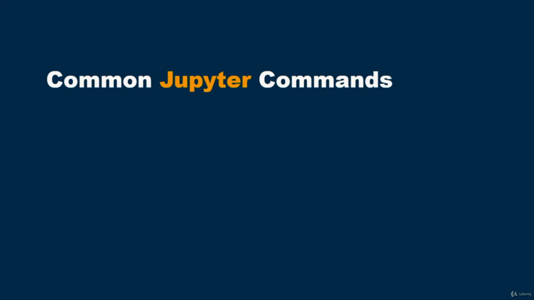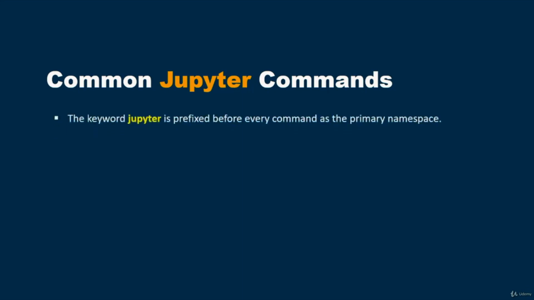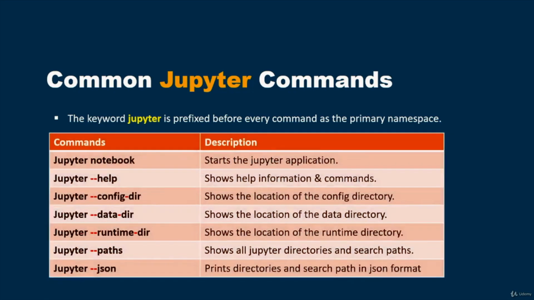In this video, I'm going to show you some common and useful Jupyter commands. All Jupyter commands are prefixed with the keyword Jupyter before the subcommands are issued. The Jupyter keyword basically is the primary namespace for all subcommands. Let's take a look at a table showing some common Jupyter commands. So this is a table here, and we have some useful and commonly used Jupyter commands.